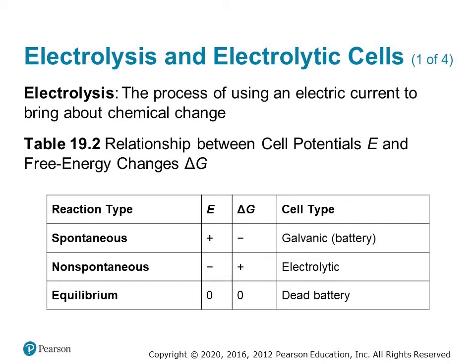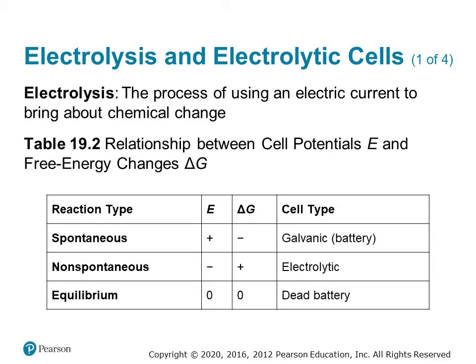It uses an applied electrical current to effect an otherwise non-spontaneous chemical change. If we recall the relationship between delta G and cell potential, which is delta G is equal to negative n times F times E, we can ascertain that delta G and E always have opposite signs. So for a spontaneous reaction, where delta G is negative, E will be positive.